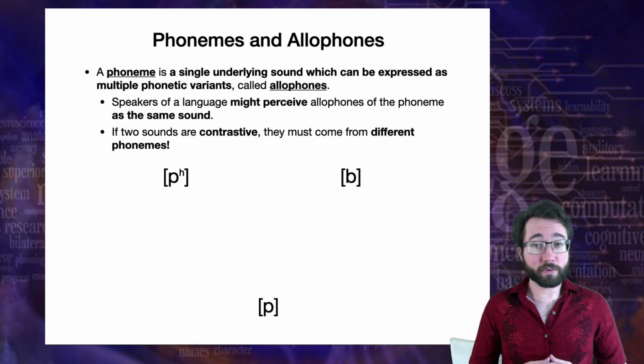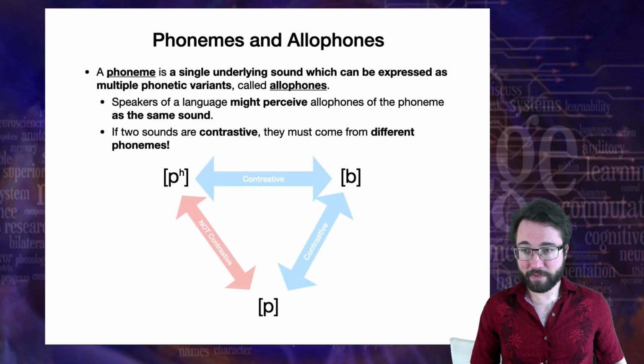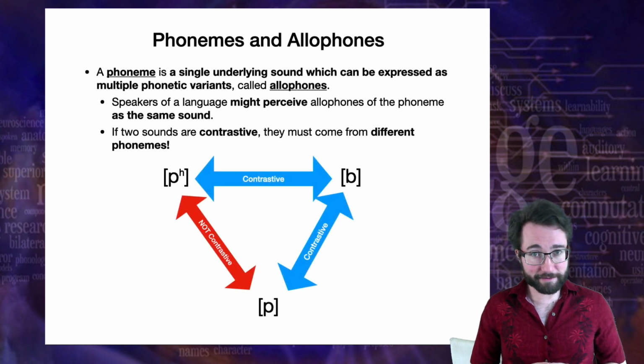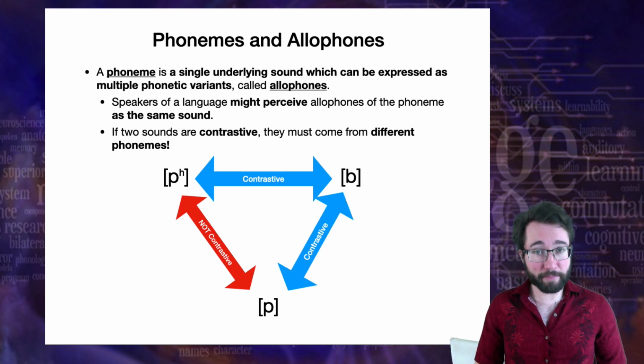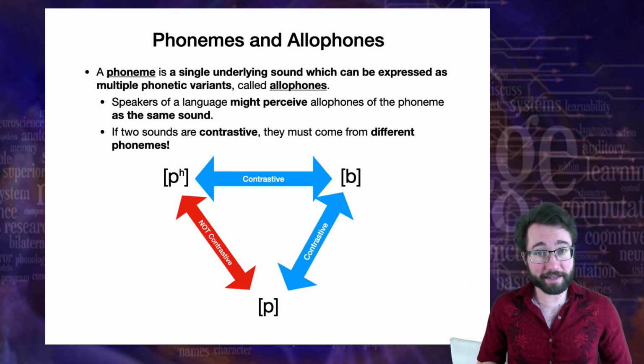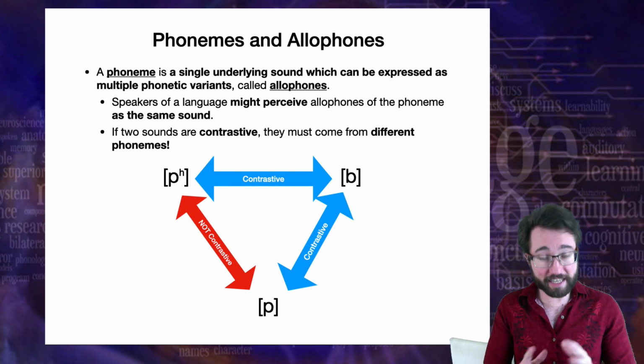So, for example, we saw this sort of triangle of opposition in English. We have a contrastive difference between the aspirated p, as in pat, and voiced b, as in bat. Those are contrastive. We can draw a contrast between the unaspirated p, as in lap, and the voiced b, as in lab. Those are contrastive. But there is no contrast between the aspirated and unaspirated, unvoiced bilabial stops, p as in pat and p as in spat.